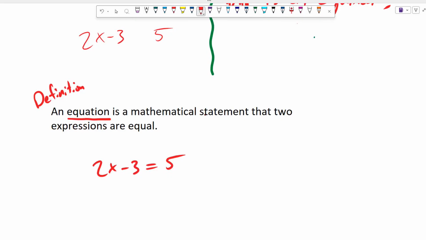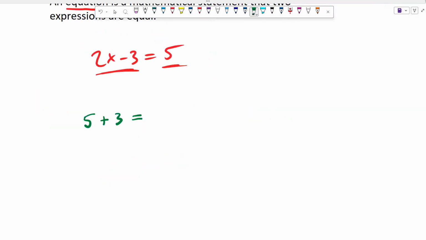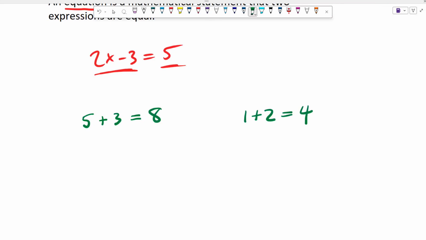So why is this an equation? Because it's saying that 2x minus 3 is equal to 5. Yeah, it's a statement that this expression is equal to this expression. Is this an equation? Yes.